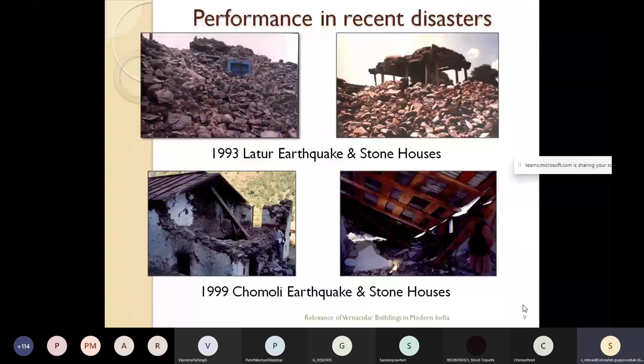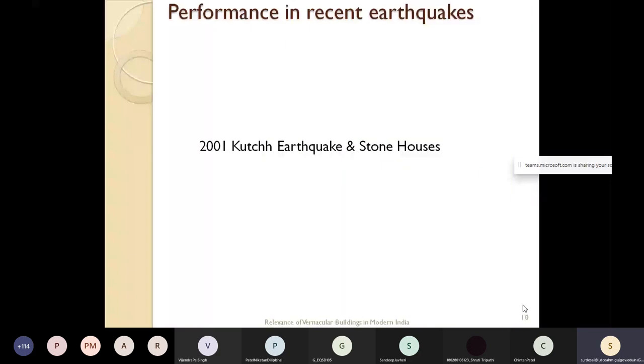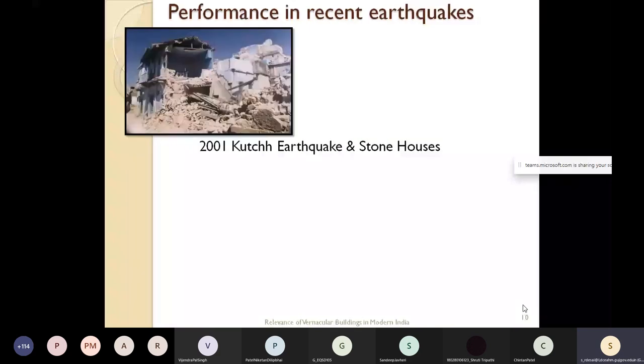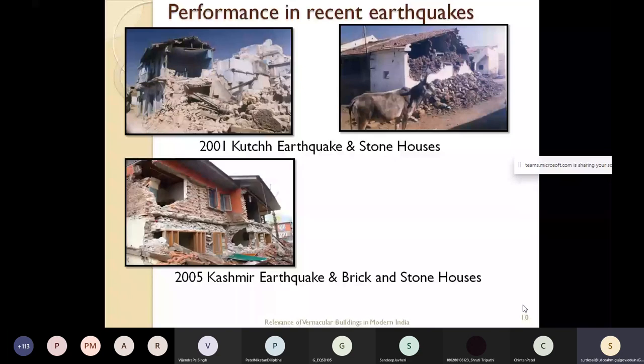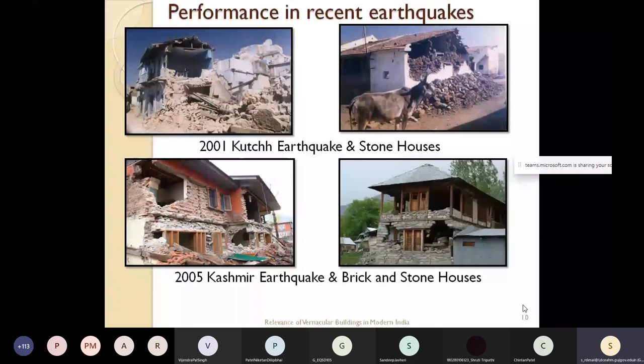More recent, the 2001 Kutch earthquake, and once again the vernacular systems, primarily of stone and, of course, earth and in some places bricks. And these buildings did quite badly. And then the 2005 Kashmir earthquake, and again brick and stone houses. And this is the kind of thing that happened. In the Kashmir earthquake, the epicenter was in Muzaffarabad. And as a result, the damage, destruction and deaths were of far larger magnitude on the Pakistan side, but it still did a lot of damage.